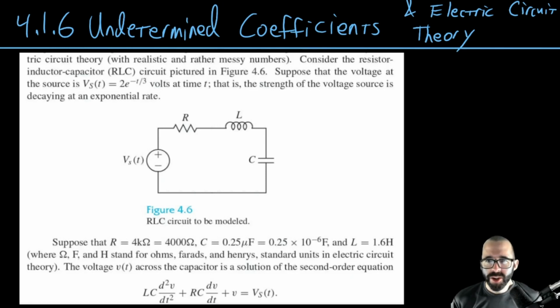Okay, here we go. Welcome to our nice application problem. We're going to use the method of undetermined coefficients to solve a forced harmonic oscillator. In other words, a constant coefficient, non-homogeneous second order differential equation that is linear. And we're going to do that in an application of electric circuit theory.